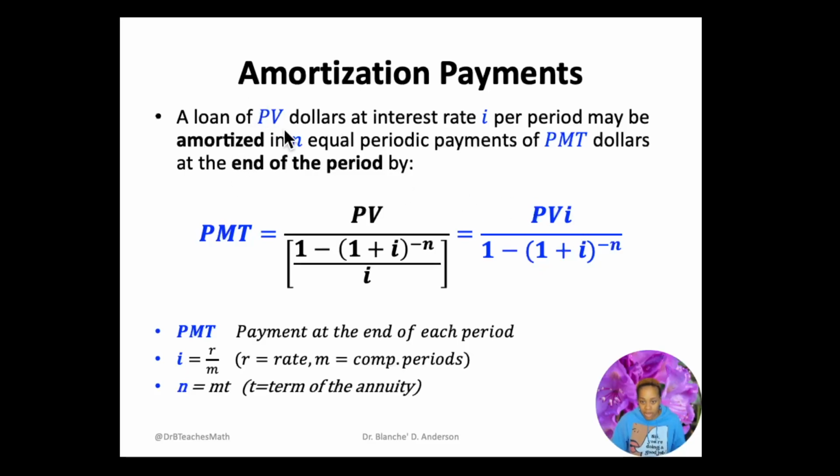So a loan of whatever dollars at an interest rate i per period may be amortized in n equal periodic payments of PMT dollars at the end of the period. Basically what that means is we can calculate a payment that includes your principal and your interest together. That means it's amortized, and then we can give you this loan, and these are what your payments are going to be. So just like with annuities, your payments are at the end of the period, your interest rate is your rate divided by the however many compound periods it is, and then your n is the total time period, so the compounding periods times the annuity.